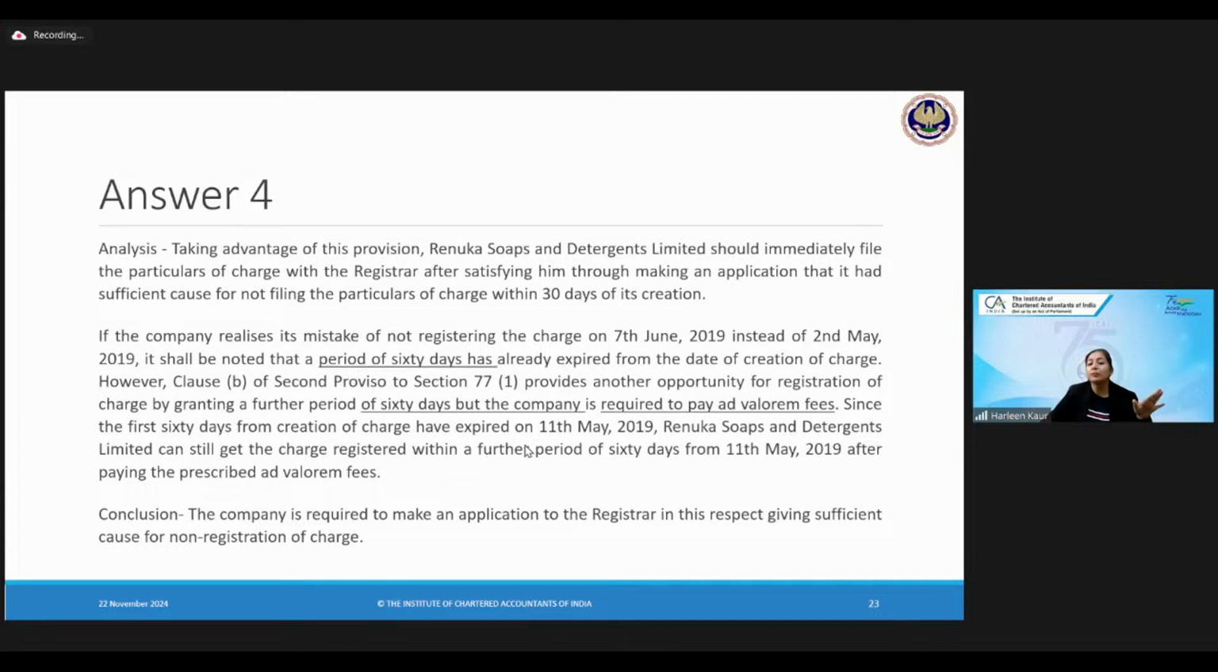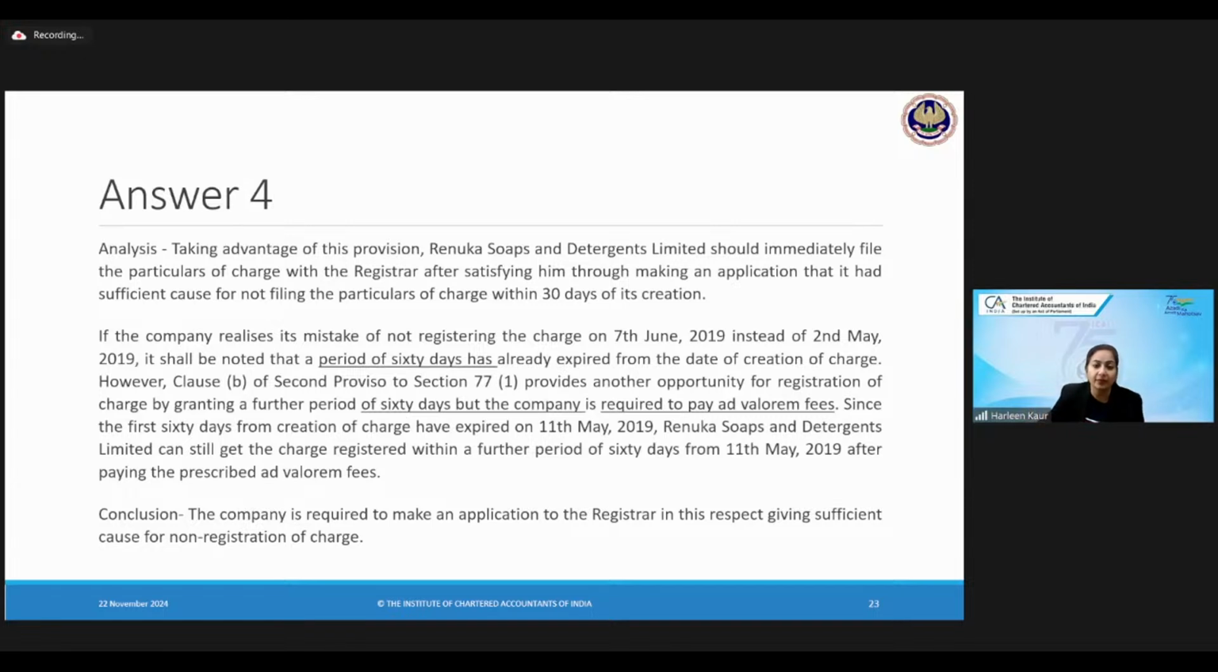That is, further period of time will be given along with the company will have to pay the ad valorem fees. So the first 60 days from the creation have expired on 11th May. Now the company limited will get the charge registered within a further period of 60 days from 11th May after paying the ad valorem fees. Company is required to make an application to the registrar for giving sufficient reasons for non-registration. Also, a declaration has to be taken that the other creditors will not have any problem. Okay? Good. So application will be made to the ROC. 60 days time period extension will be taken. Ad valorem fees needs to be paid up.